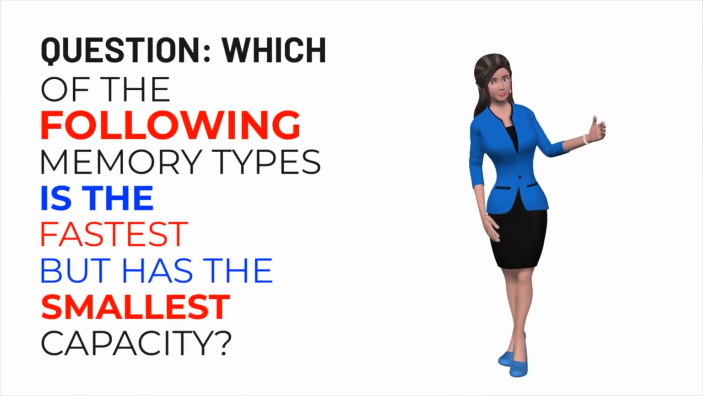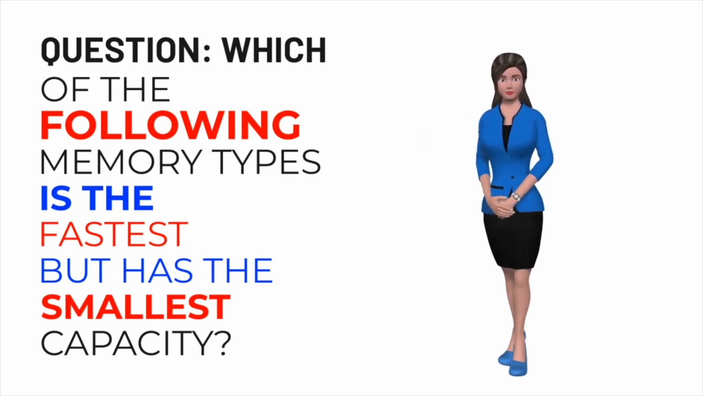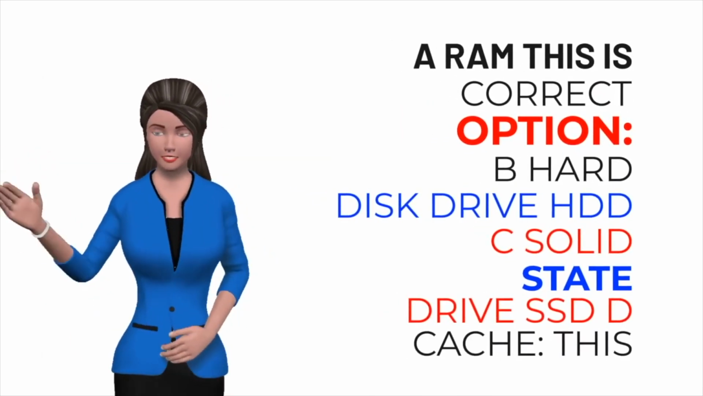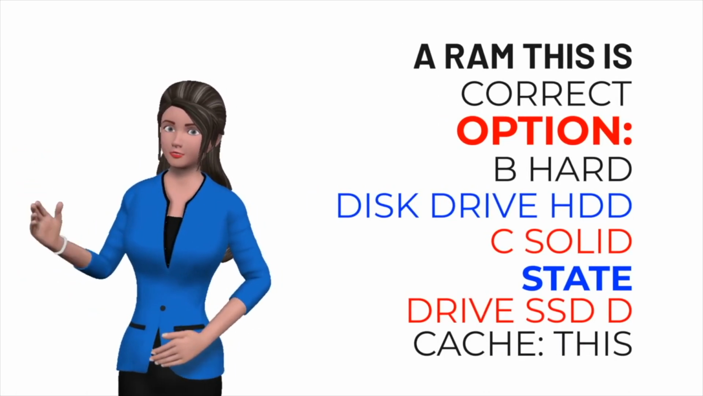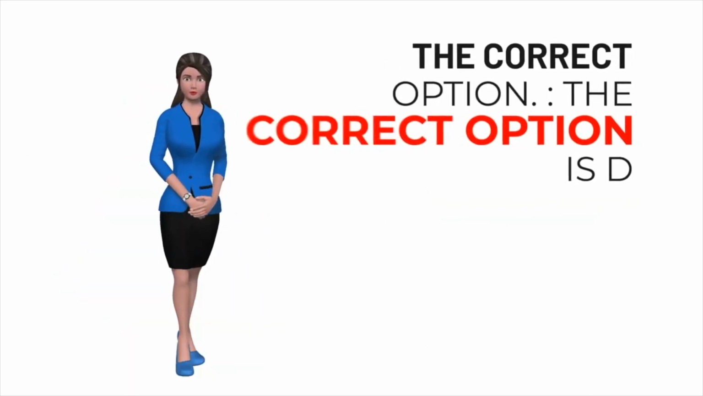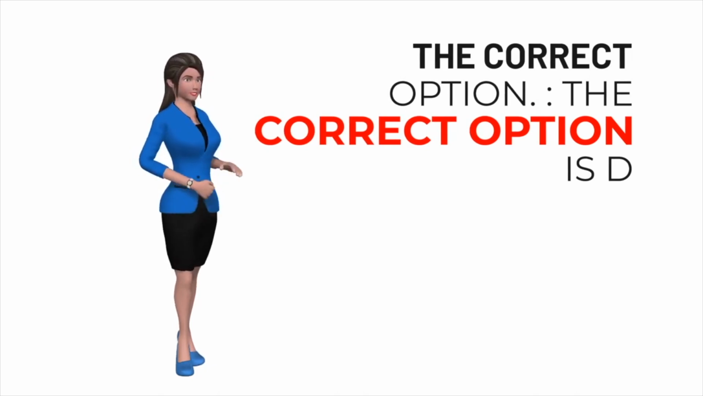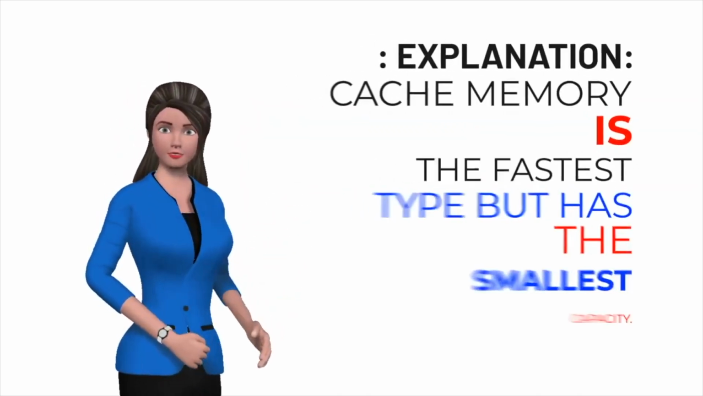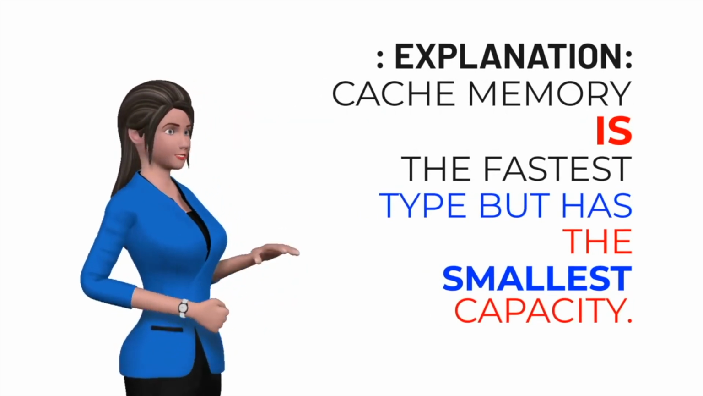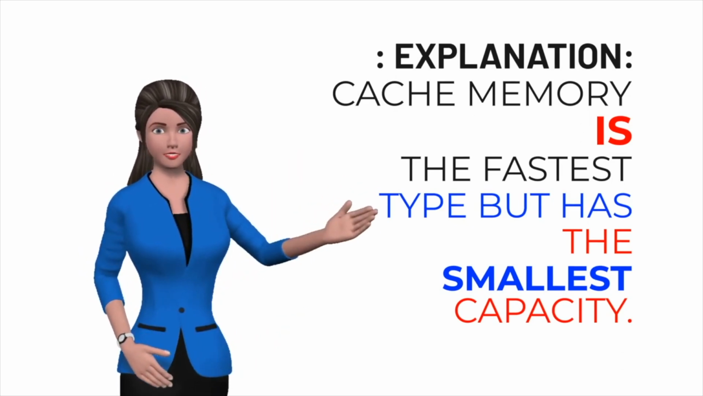Question. Which of the following memory types is the fastest but has the smallest capacity? A. RAM. B. Hard disk drive, HDD. C. Solid state drive, SSD. D. Cache. The correct option is D. Explanation: Cache memory is the fastest type but has the smallest capacity. RAM is faster than HDD and SSD but slower than cache.